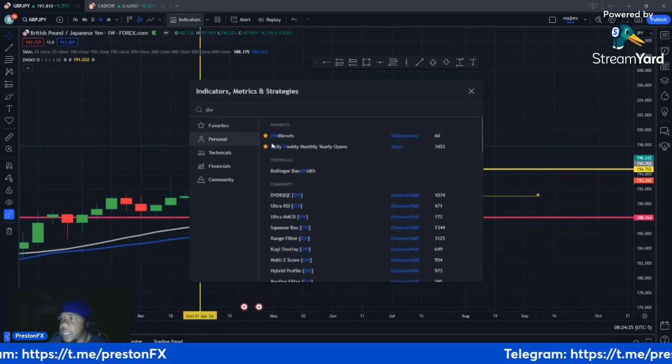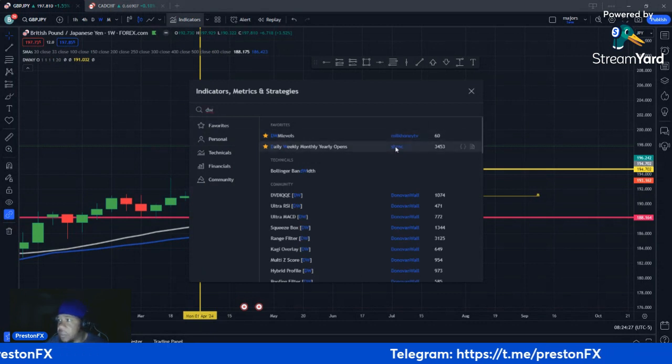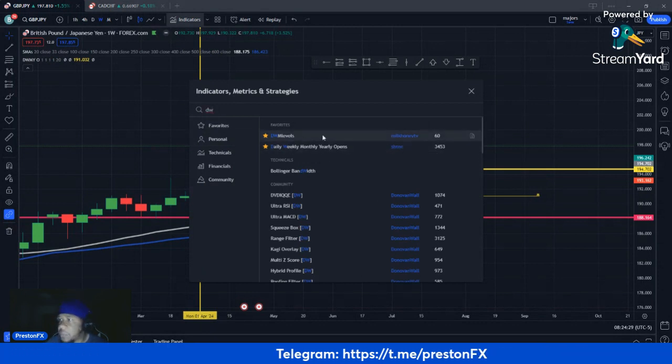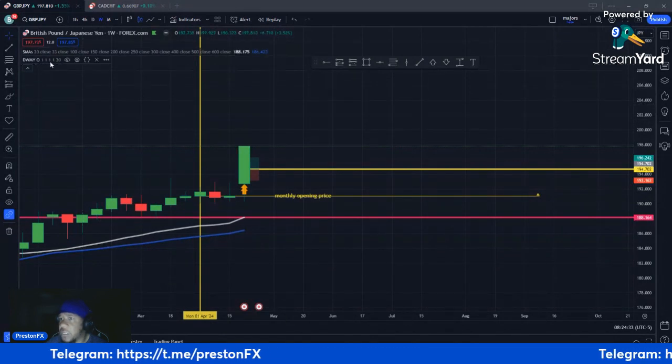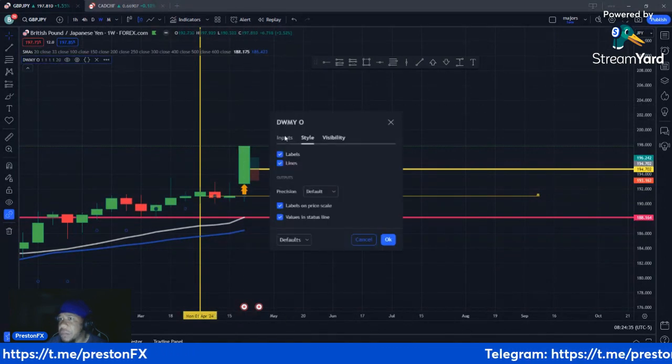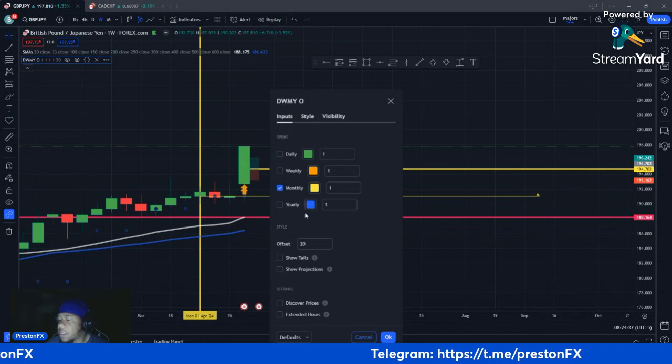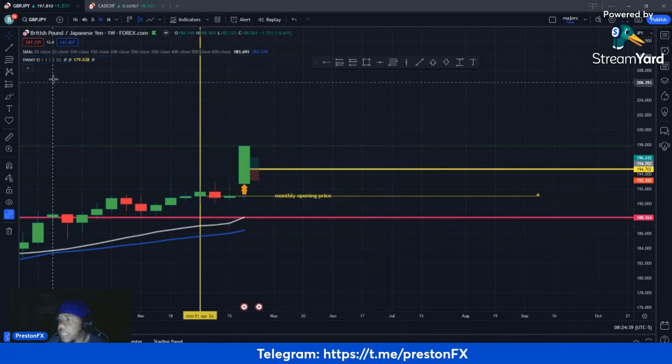So if you're looking at my monthly open price right here, you go to indicators, just type in DW. And if you look at SBTNC, this right here, just click that, and then you go into it. Go to inputs. You can do daily, monthly, weekly, all that stuff. I just do monthly opening price.